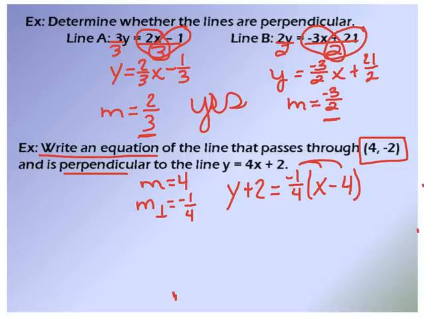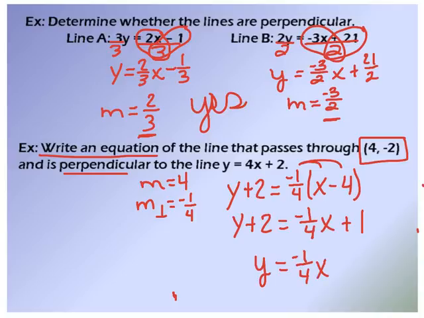So I'm going to distribute that negative 1/4. So I get y plus 2 equals negative 1/4 x plus 1. To get into slope-intercept form, I need the y by itself, so I'm going to subtract 2 from both sides. So I'm left with y equals negative 1/4 x minus 1. So this line is perpendicular to the line given that runs through the point (4, -2).